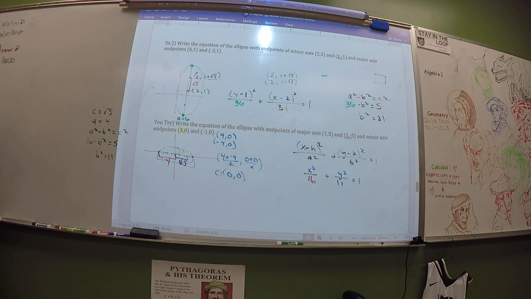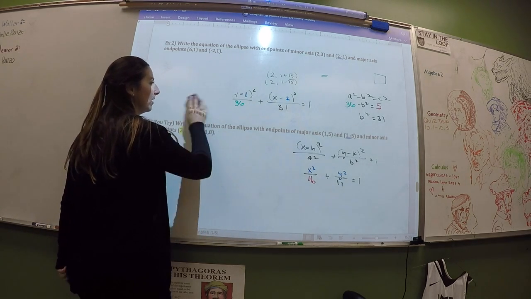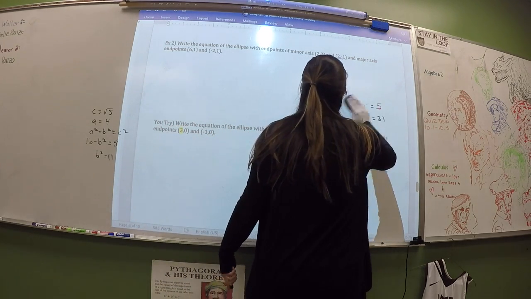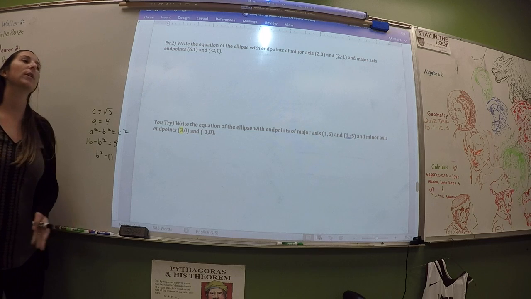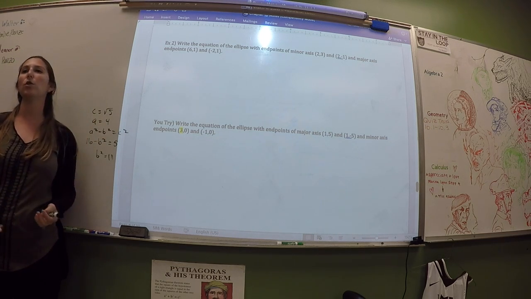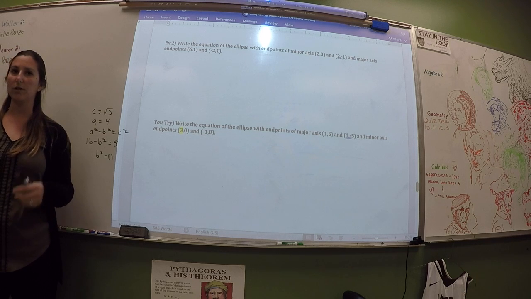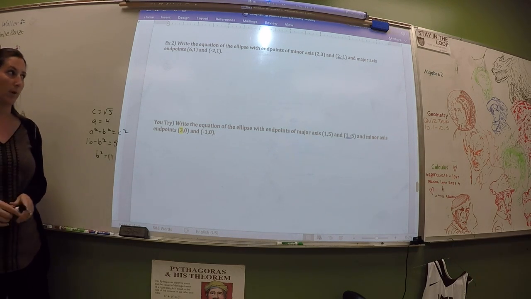So example 2, we have endpoints of axes. They give you the endpoints of the major axis and the endpoints of the minor axis. Now you can do this one of 2 ways. You can do it visually with graphing, or you can do it not with graphing at all, just looking at numbers and things. So I'll show you both ways.